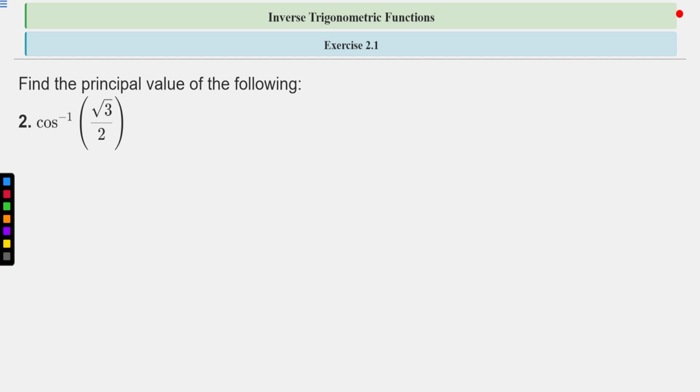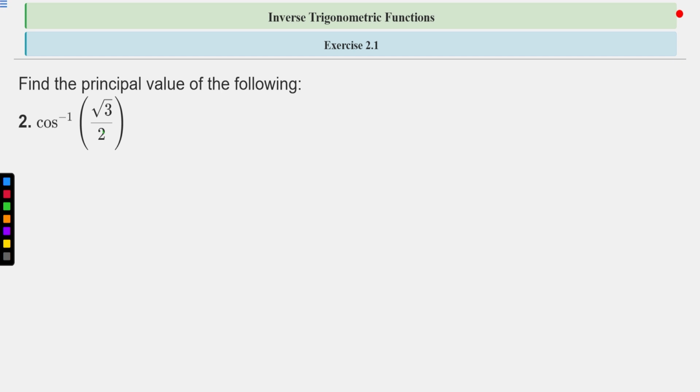Now we need to find the principal value of cos inverse root 3 by 2. One student is saying pi by 6. You all can answer pi by 6. Okay, all students are saying pi by 6.